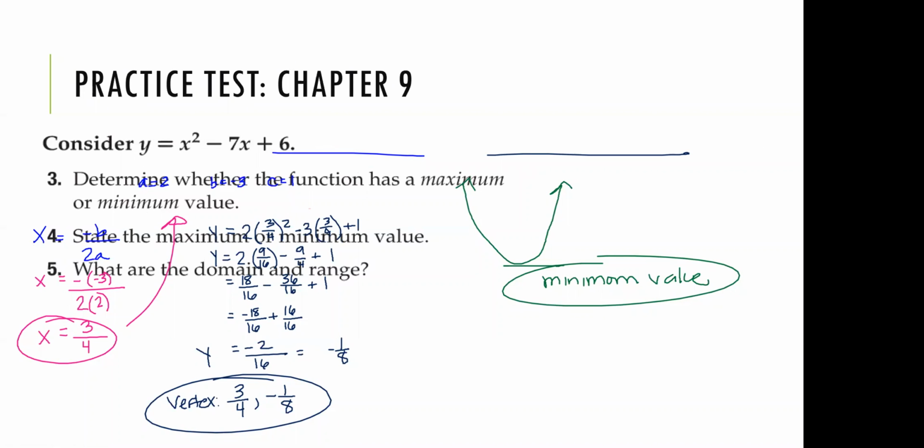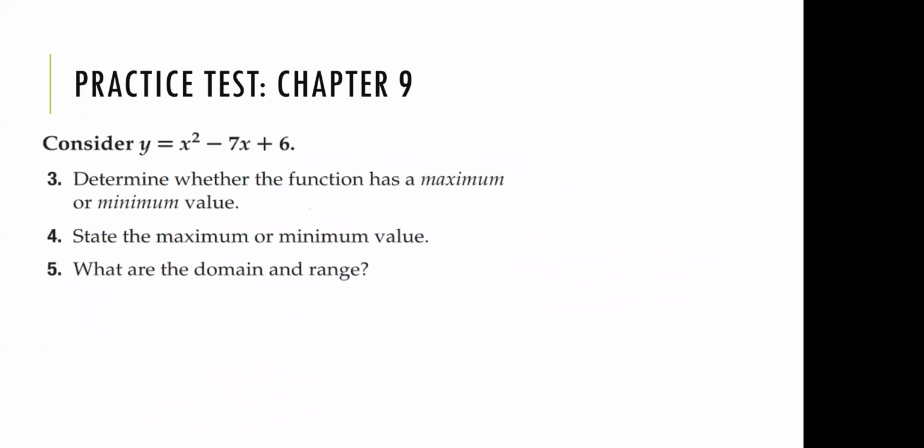So let me clear that. So here it says determine whether the function has a maximum or minimum value. So this is x squared. It's going to be open upwards. So again, I'm going to have a minimum value.